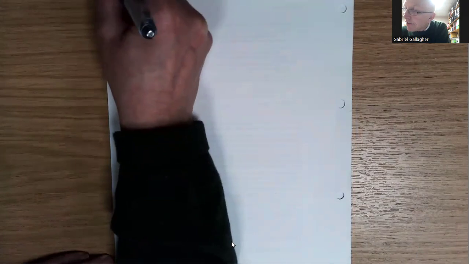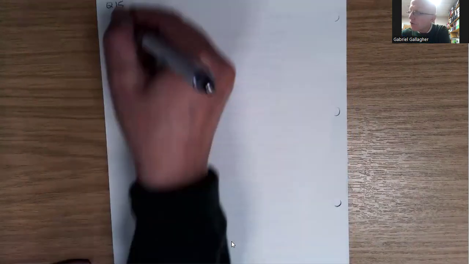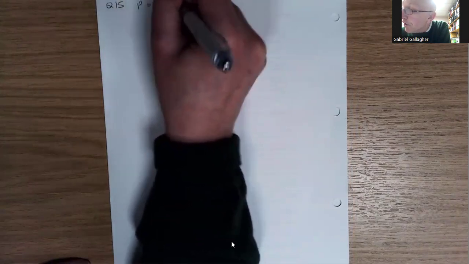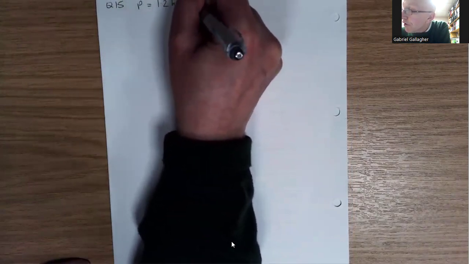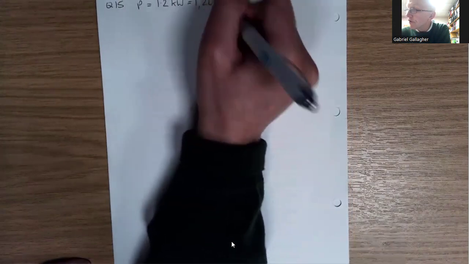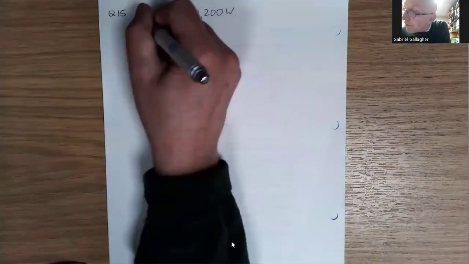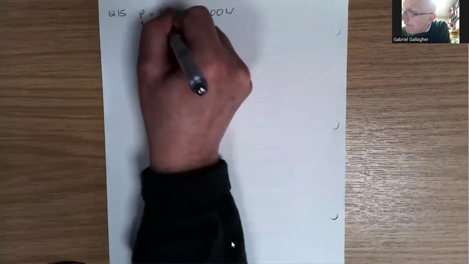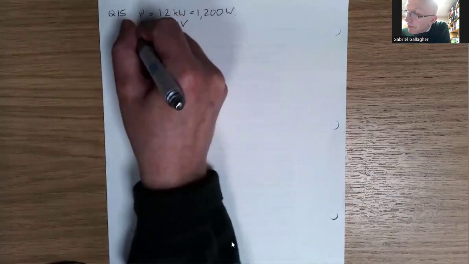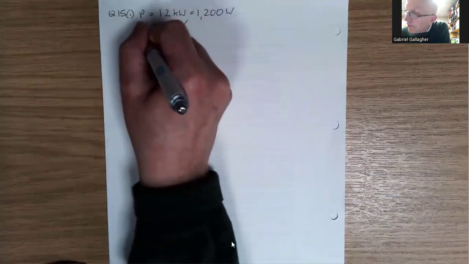So first of all, as always with questions like this, we're on question 15. Extract the information that you want to use or that you're given in the question. So there's a power rating. First thing we're told, power rating is 1.2 kilowatts, which is 1,200 watts. Remember, kilo means 1,000. The domestic power supply is 220 volts. And part one asks you, what's the current?